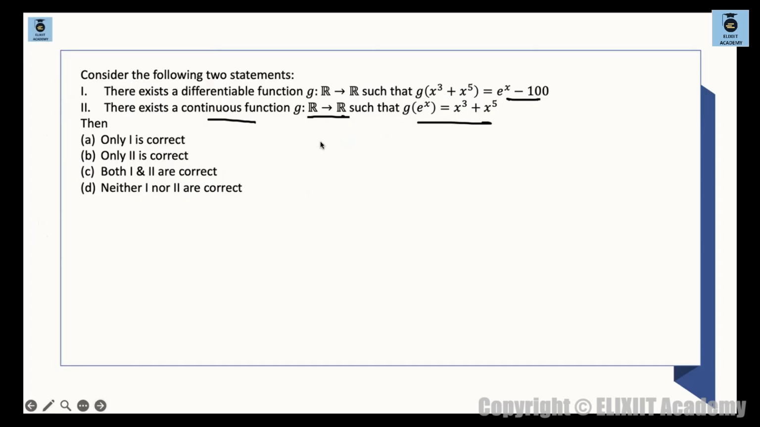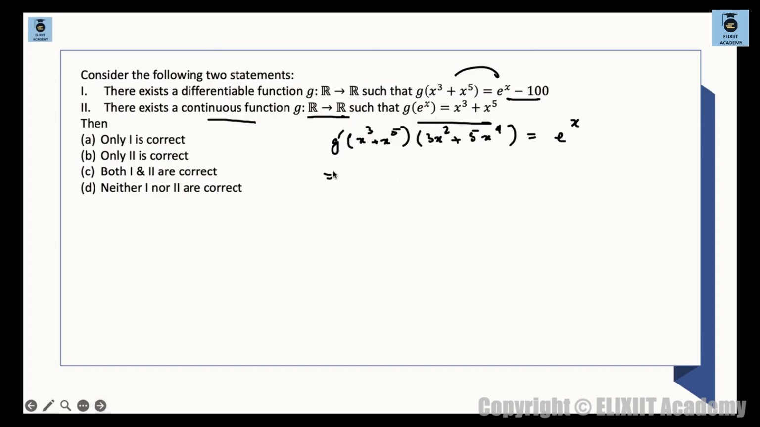So let's deal with the first statement. If we differentiate this functional relation that they have given, we get g'(x^3 + x^5), because we need to check for the differentiability only, whether there exists a differentiable function or continuous function. So we'll stick to differentiation. Once you differentiate, this becomes g'(x^3 + x^5) into the differentiation of x^3 + x^5, chain rule, so 3x^2 + 5x^4, and the right hand side will have e^x.